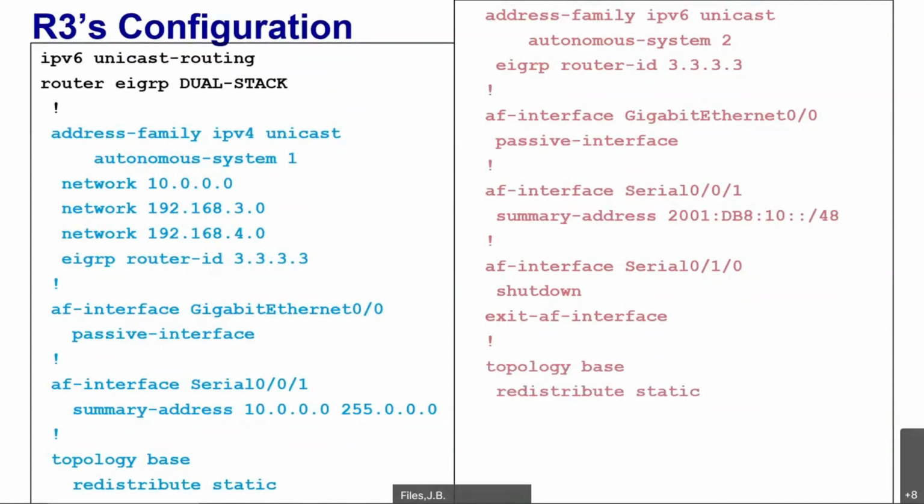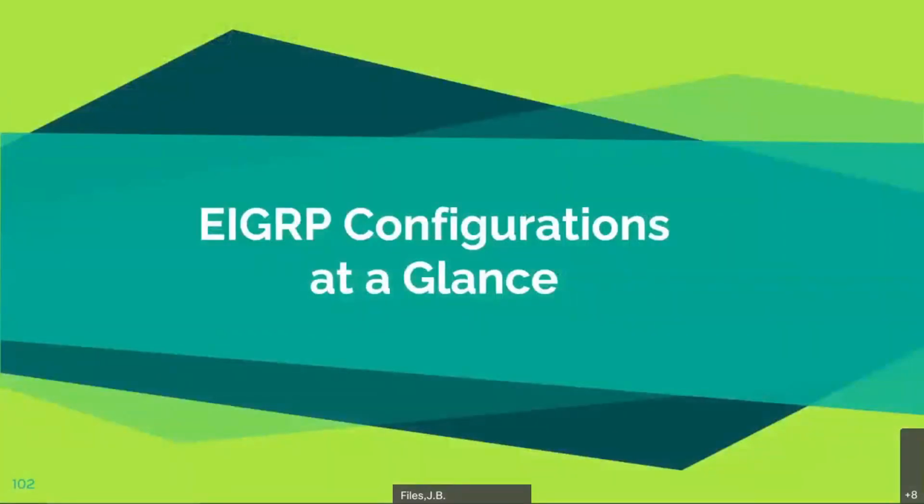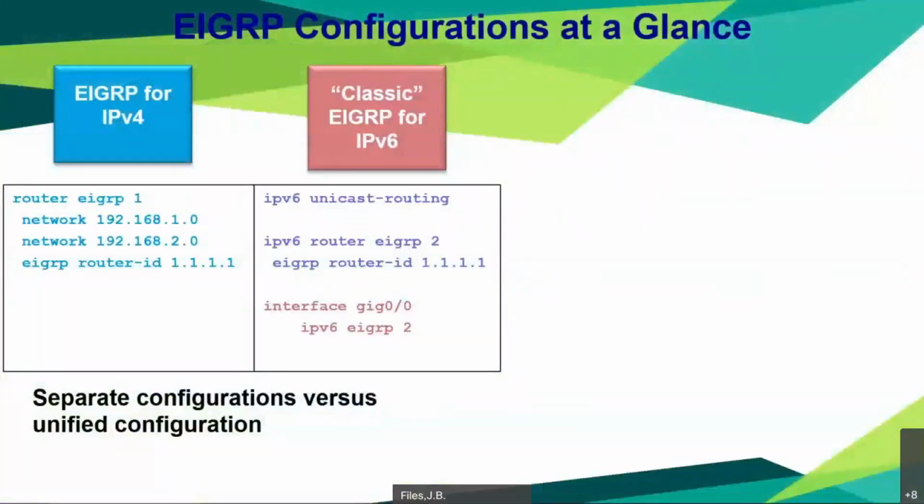Now, what we're not showing here is the default route that we have configured, the static route that we have configured. Okay. All right. So classic configurations, right? Separate. And then this is configured on the interface directly.